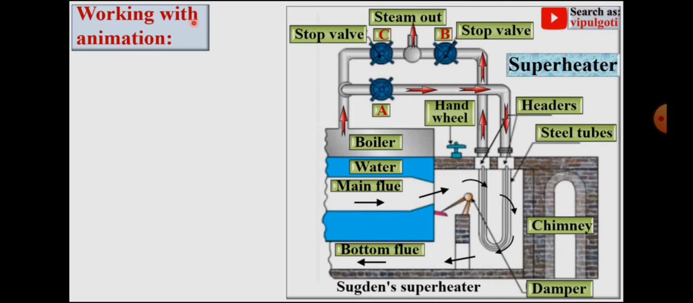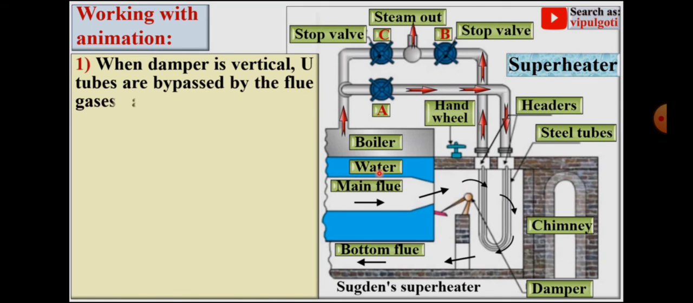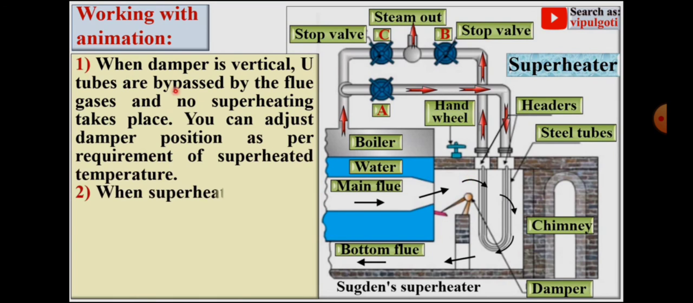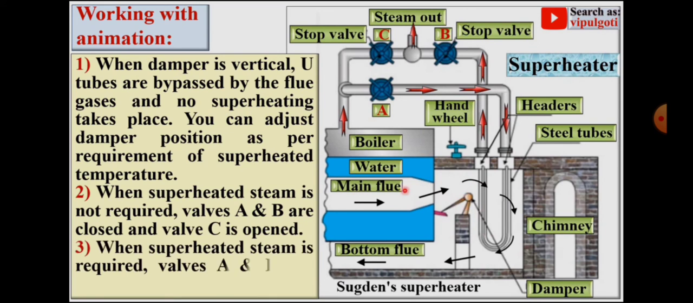Now working with animation of superheater. When the damper is vertical, here you can see this is in the horizontal position, but if it is in the vertical position, then the U-tubes are bypassed by the flue gases, and the flue gases will flow like this. So no superheating takes place. And you can adjust the damper position as per the required superheated temperature of the steam.